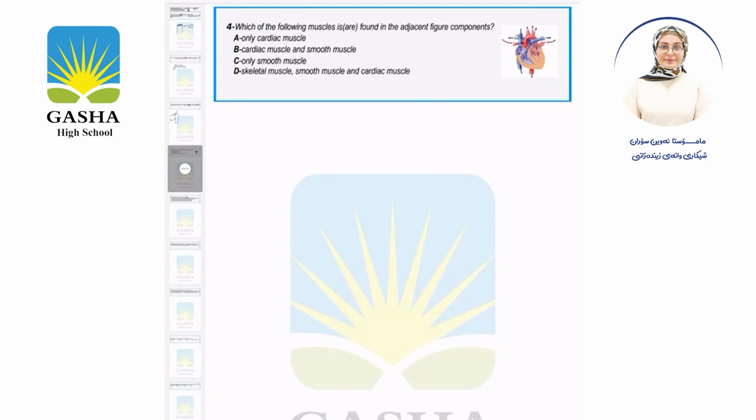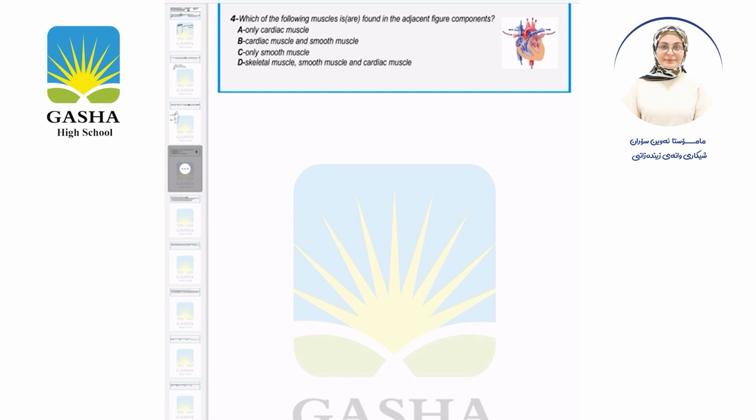Question 4: which of the following muscles are found in the adjacent figure components? It's asking about the types of muscle in our heart. So the choices: A, only cardiac muscle. Yes, our heart mostly is cardiac muscle, so this one is true.